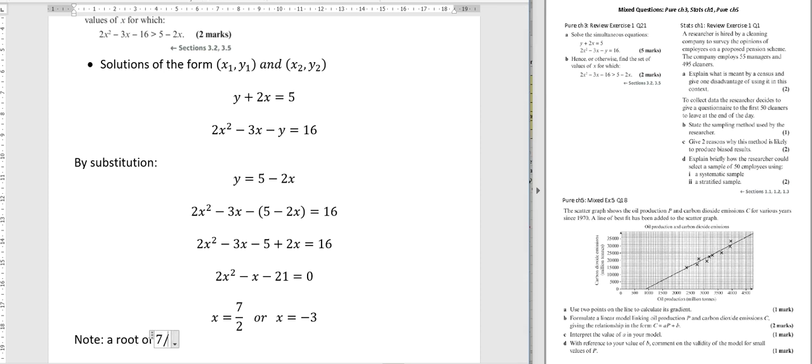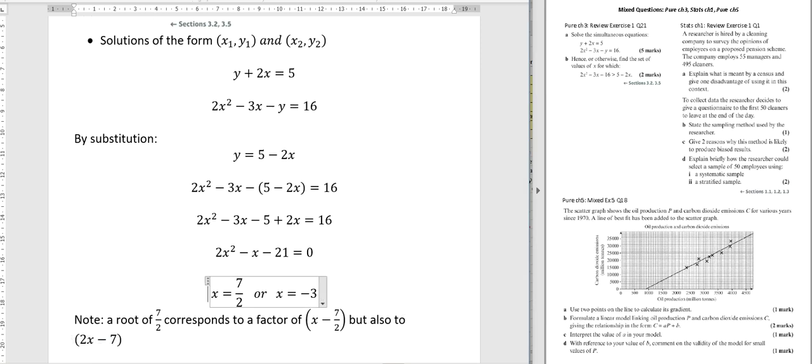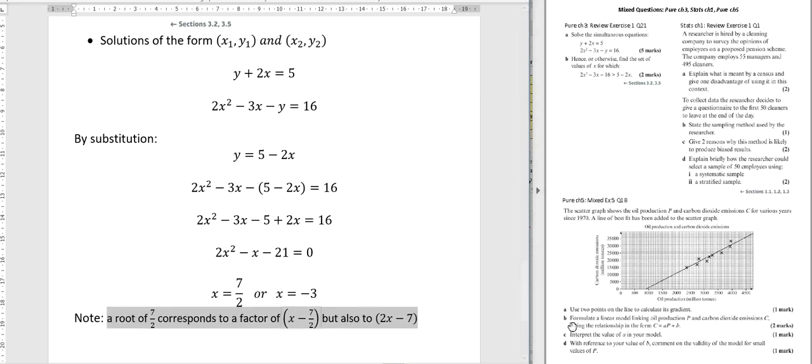Tip: if you want the factorized version of this, notice that a root of 7 over 2 does correspond to a factor of x minus 7 over 2, but also to the equivalent factor 2x minus 7. You see, factors, when it comes to something like a quadratic, we're thinking about the algebraic factor that matters. So you can think of any number as being a factor in the same way that if you don't care about fractions, you could argue that 7 does divide by 2.